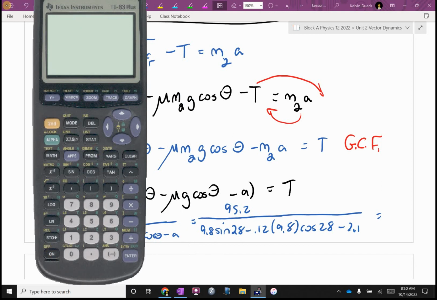Yeah, I doubt I'd give you one this tough. It's just so much work. There probably will be a missing mass question, but it'll probably be a missing mass without an angle. Probably just an Atwood machine.